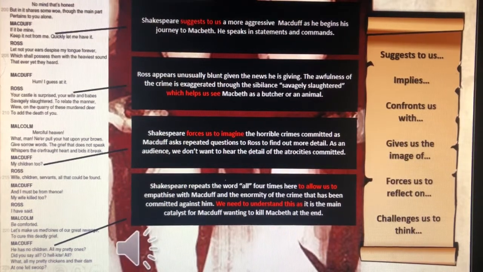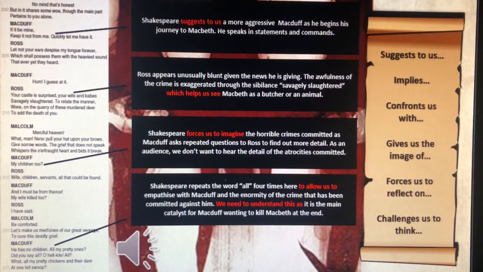You to some single breast, no mind that's honest, but in it shares some woe, though the main part pertains to you alone. If it be mine, keep it not from me. Quickly, let me have it. Let not your ears despise my tongue forever, which shall possess them with the heaviest sound that ever yet they heard. I guess at it. Your castle is surprised, your wife and babe savagely slaughtered. To relate the manner were on the quarry of these murdered deer to add the death of you. Merciful heaven! What, man, ne'er pull your hat upon your brows? Give sorrow words. The grief that does not speak whispers the o'erfraught heart and bids it break.